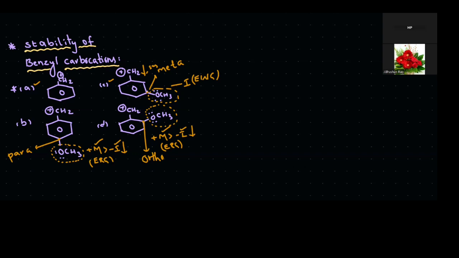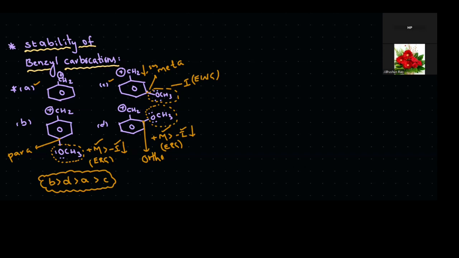B is the most stable compound. B is more stable than D. D is more stable than A. A is more stable than C. Now this is the stability order of the benzyl carbocations. So this is one method to identify the stability of carbocations.